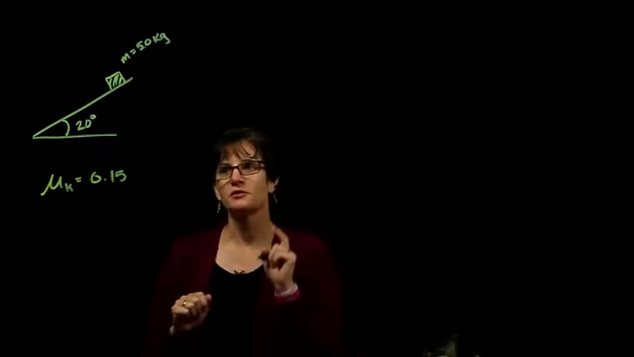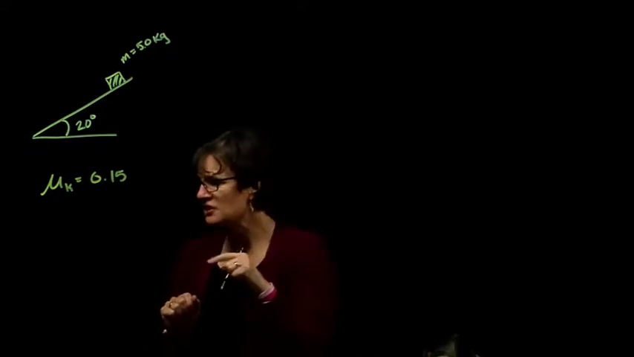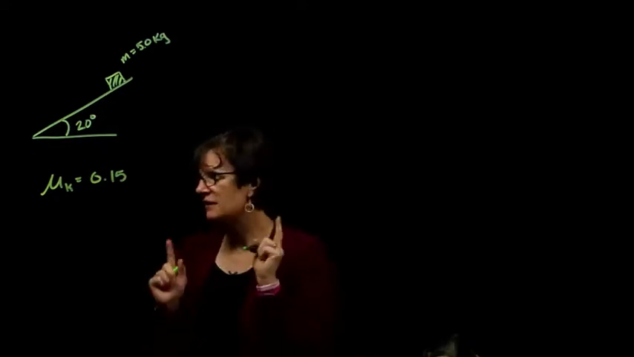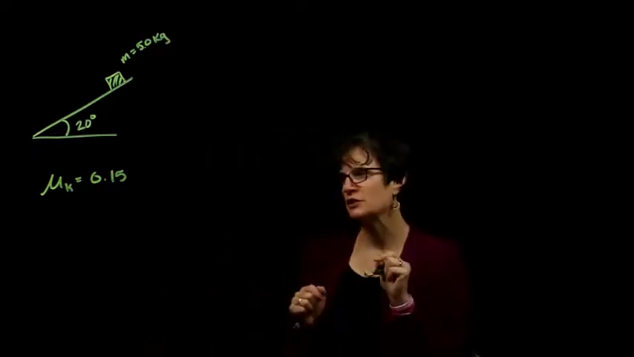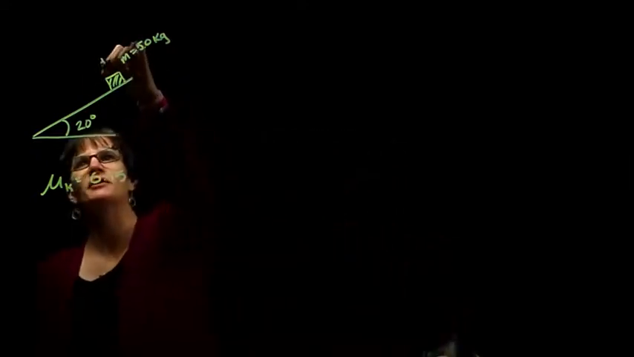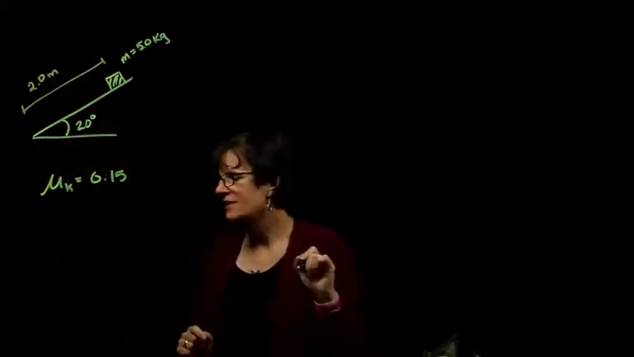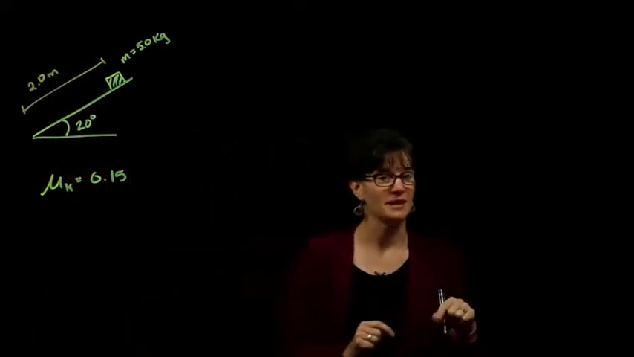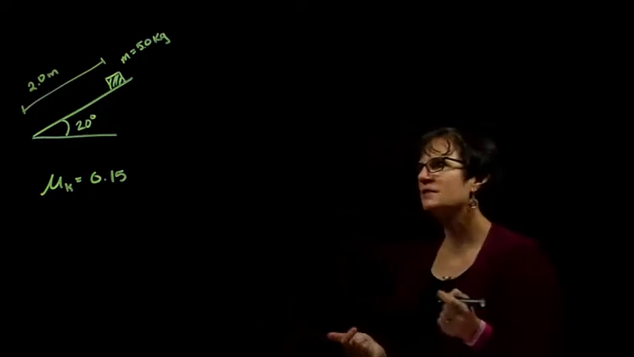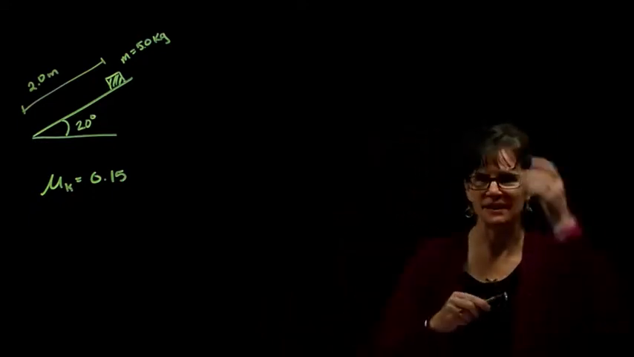The block starts from rest at the top, having just broken static friction, and the length along the incline is 2 meters. So the length that the block will travel is 2 meters. Find the velocity of the block at the bottom of the incline. All right, so what is the velocity of the block at the bottom of the incline?